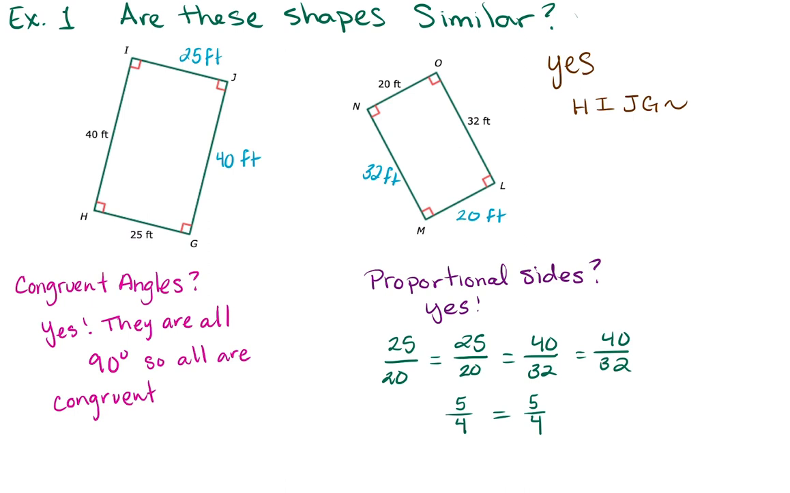HI was a 40 length, which is going to relate to a 32 length. So I'm going to start with M, I think. I'm going to go M, N, O, L. Okay, so H is congruent to M, I is congruent to N, J is congruent to O, and G is congruent to L, and so on and so forth. Okay?